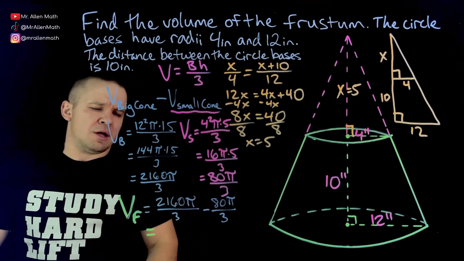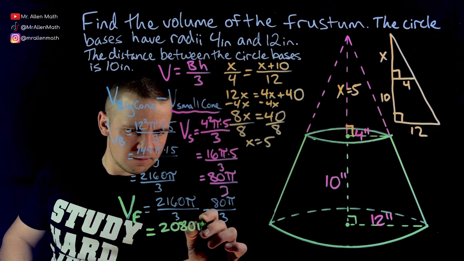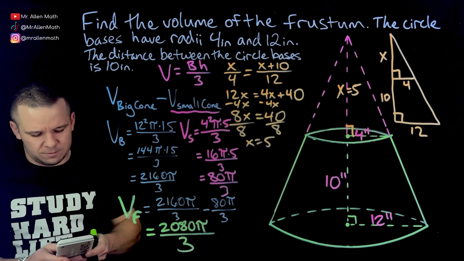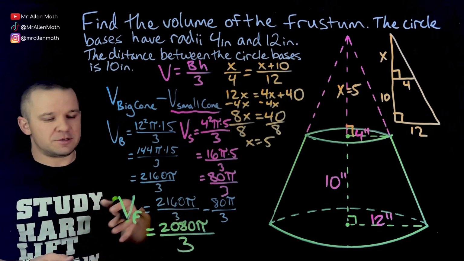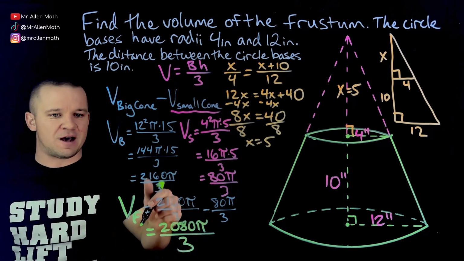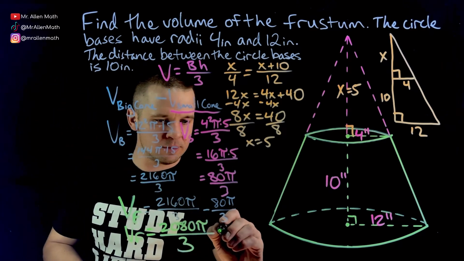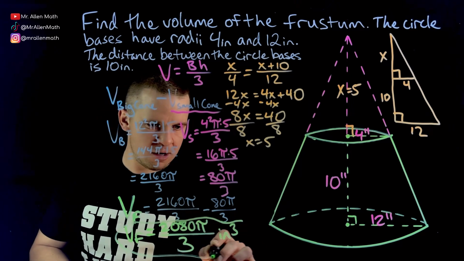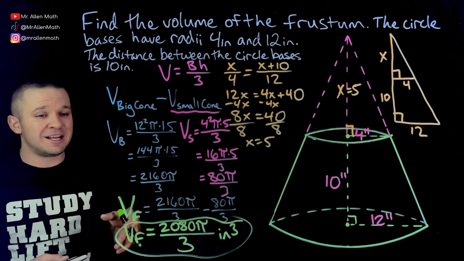Let's see here. That's what? 2080 pi over 3. Pretty positive. I've been wrong before. It is correct. Okay, so I can just subtract those numbers and leave the pi, right? And that is my final volume here of said frustum. And that is inches cubed. Boom. Nice. And then I can also get a decimal equivalent.